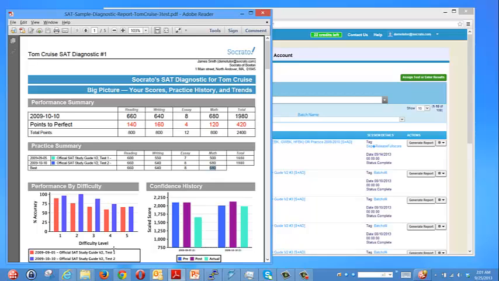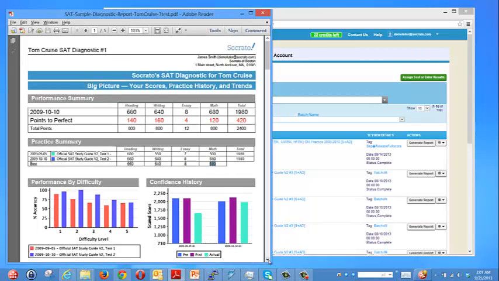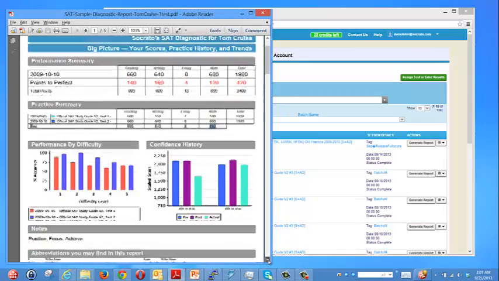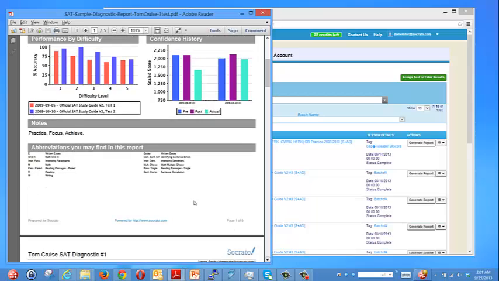If the instructor wants to leave any personal notes or comments in the report, they will show up in the notes area. At the bottom of page 1 are some of the abbreviations which are used in the report.